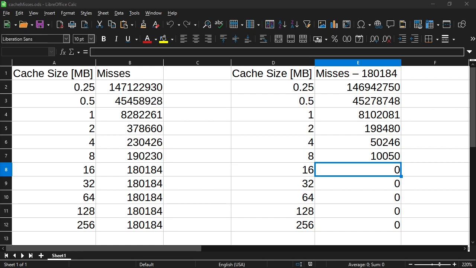Even though the miss rate with 1 MB second level cache size is already pretty low, I simulated different second level cache sizes, from a quarter megabyte to 256 MB. As you can see, the misses don't change anymore if the cache size is over 16 MB. The 180,000 misses are unavoidable, since the data don't exist in the cache if you access it the first time, so I subtracted them on the right side.